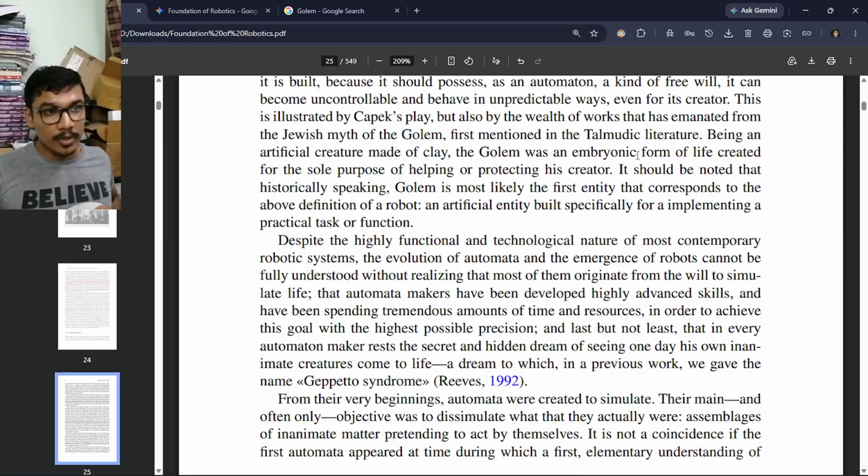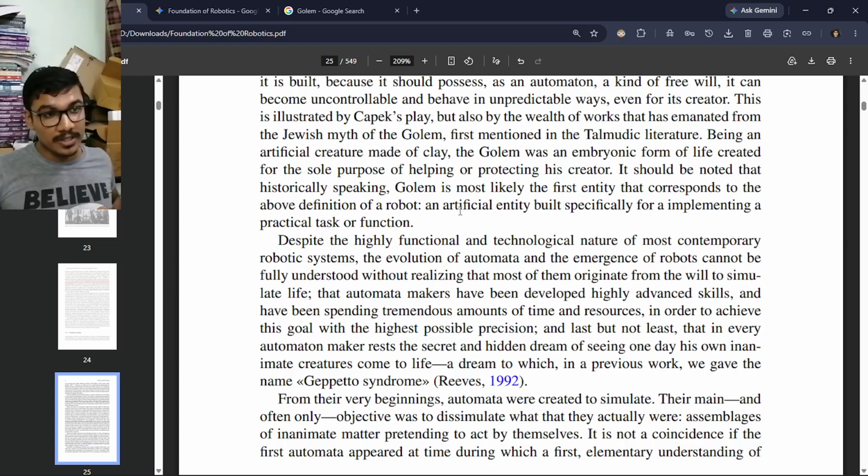In the Talmudic literature, being an artificial creature made of clay, the golem was an embryonic form of life created for the sole purpose of helping or protecting its creator. Exactly. It should be noted that historically speaking, the golem is most likely the first entity that corresponds to the above definition of a robot, an artificial intelligent entity built specifically for implementing a practical task or function.